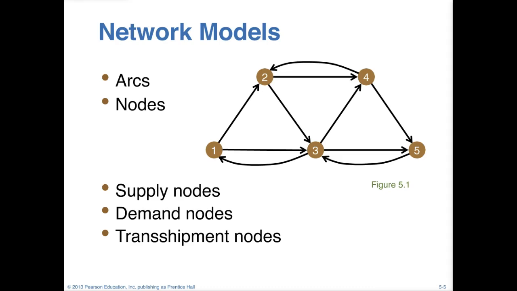All right, so when we talk about a basic network, we have what's called arcs and nodes. Arcs are the lines or the arrows or the edges that you see there, and the nodes are the circles or the points that you see that are numbered. So we have three types of nodes. We have supply nodes, demand nodes, and transshipment nodes. So we need to look into each of these to figure out how we interpret it, how we label it.